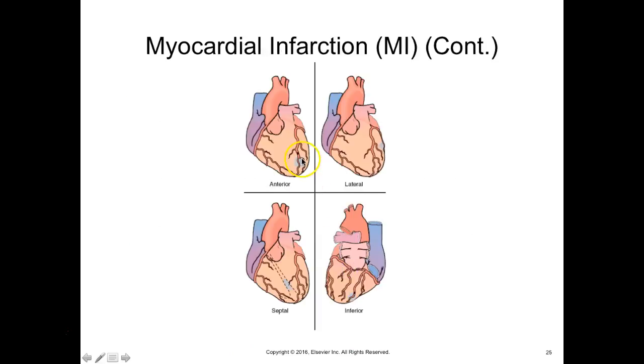All right, so here we have the different types of myocardial infarctions. So if it's in the front, we would call it anterior. So here we have an anterior MI, and if it's lateral, that's to the side. Septal, this is the septum, and then inferior, we'd be on the back side.